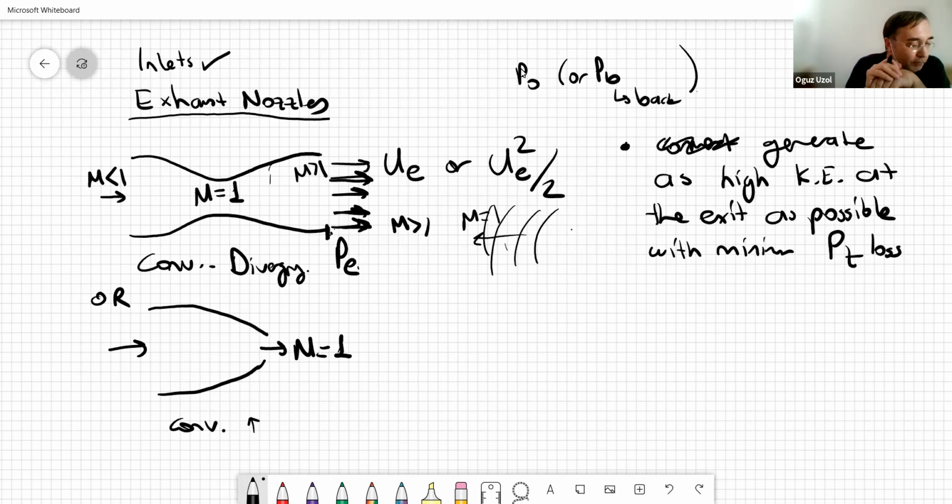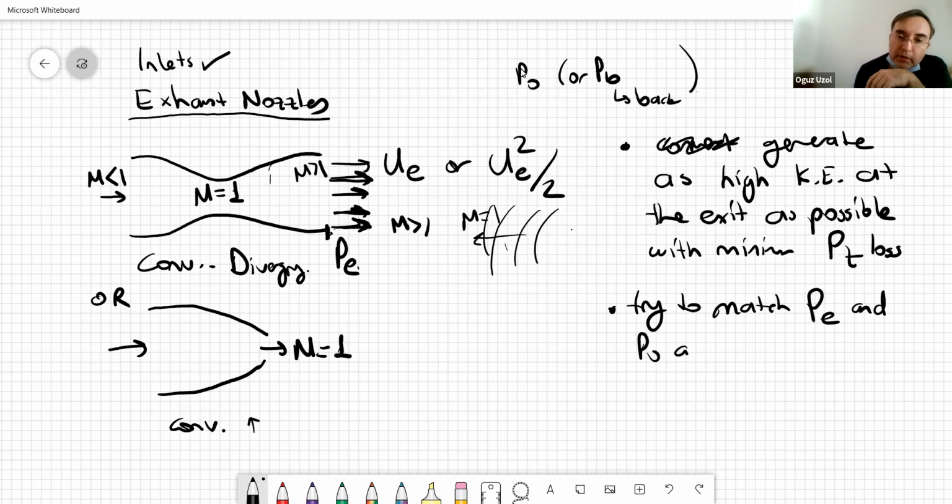But we try to match PE and P0 as close as possible for maximum thrust generation.